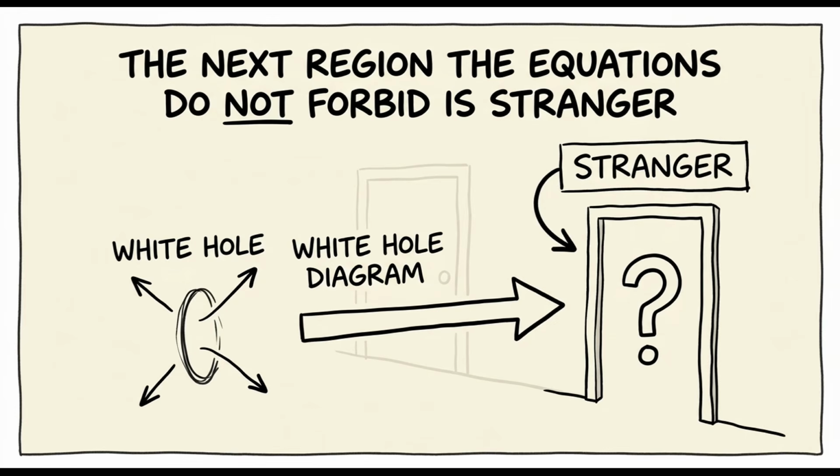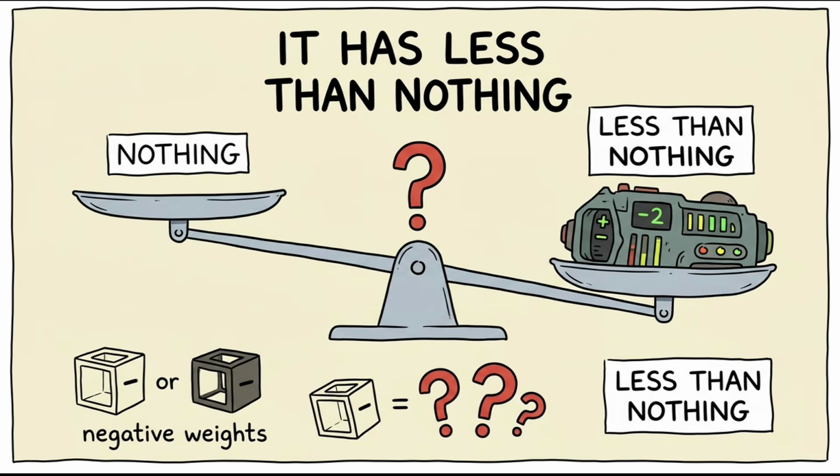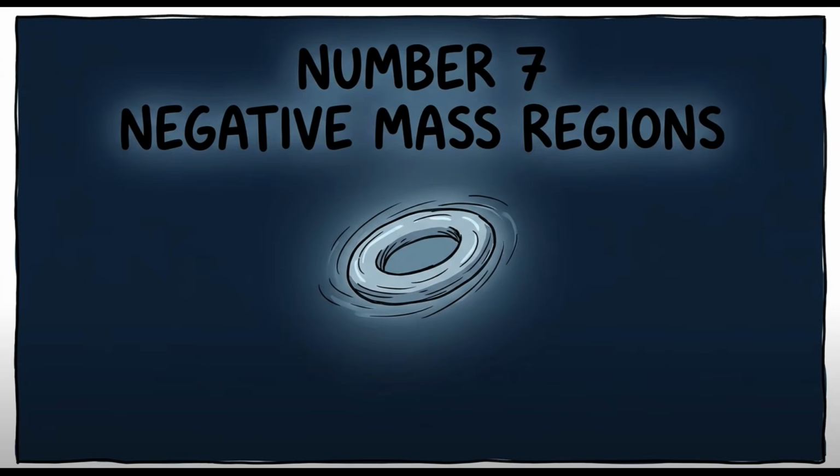The next region the equations do not forbid is stranger. It has less than nothing. Number 7, negative mass regions.